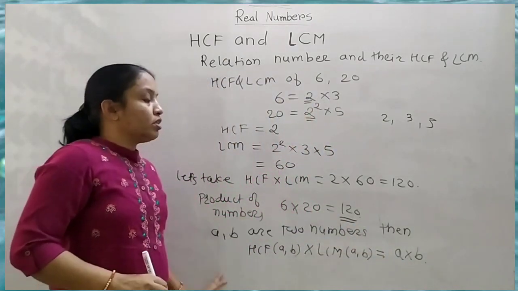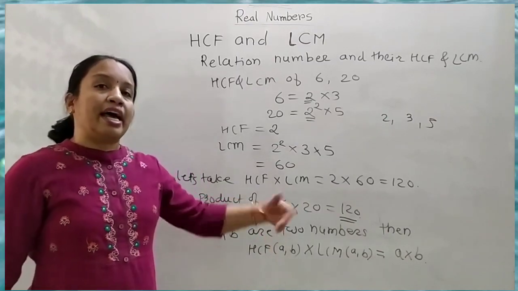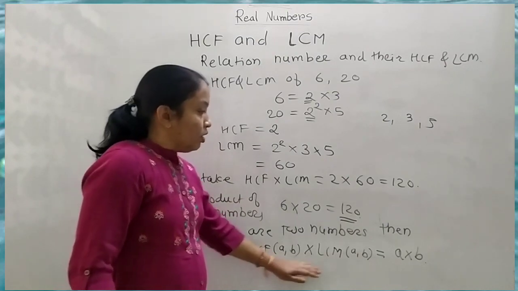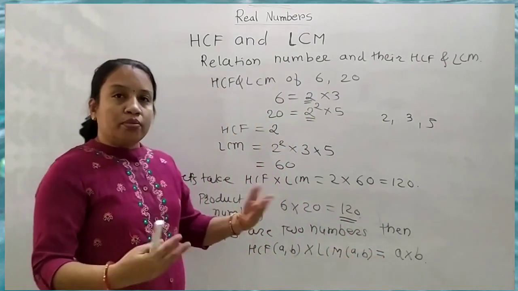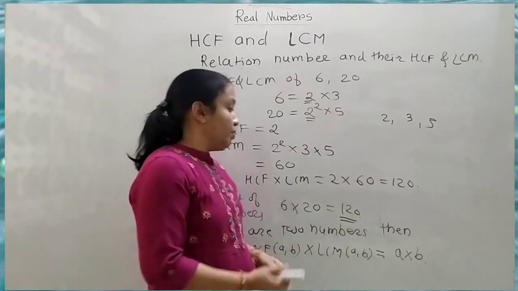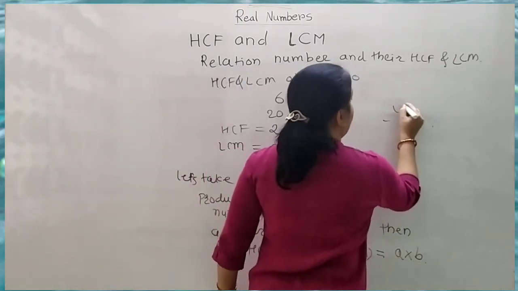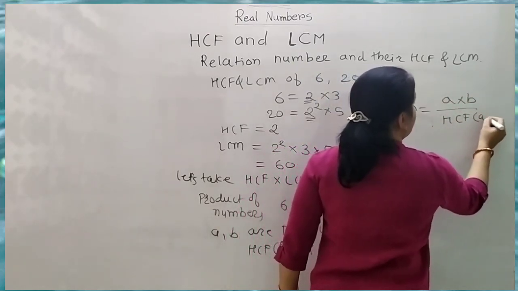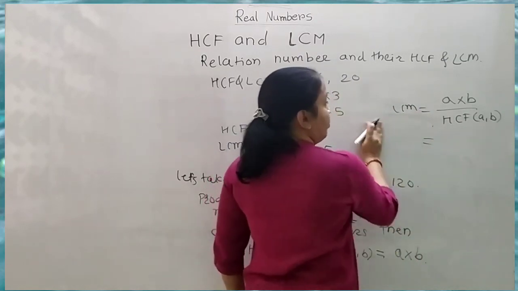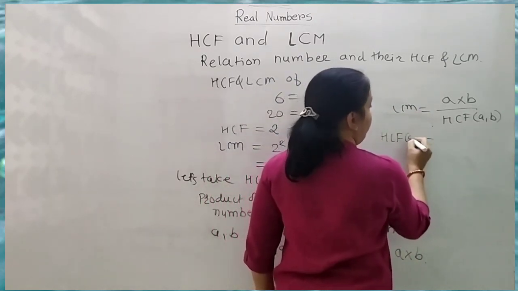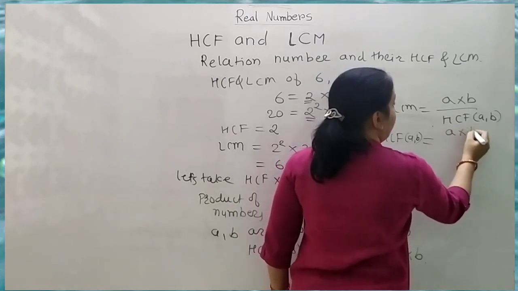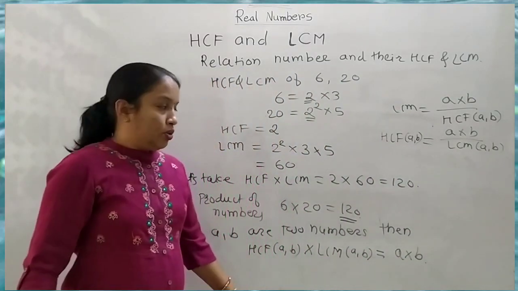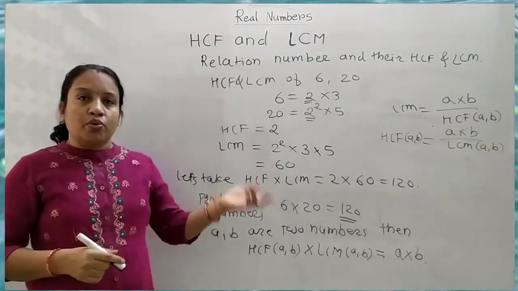Here one number is there, and here one number you will get, and this is the product of the two numbers. Now out of these 4, if 3 are given, you can directly find the fourth one. Suppose the HCF of two numbers is 4 and the two numbers are also given, then you can find LCM. How? LCM is equal to A into B upon HCF of A and B. If you want to find HCF, then HCF of A and B is A into B upon LCM of A and B. Like this you can find. Now we will see some more examples.